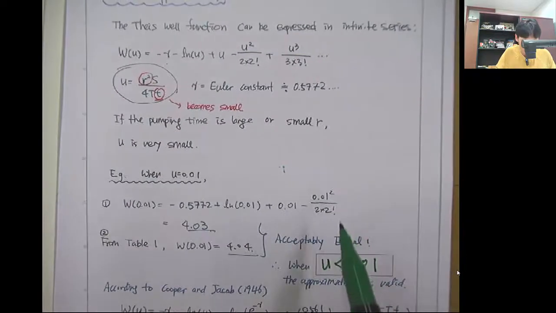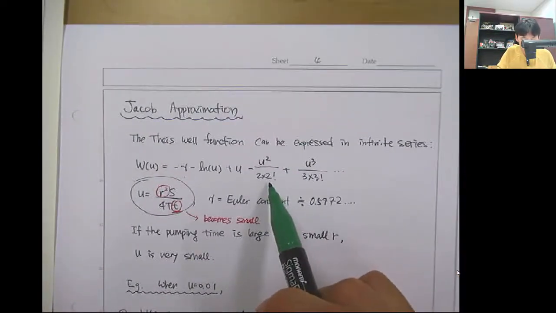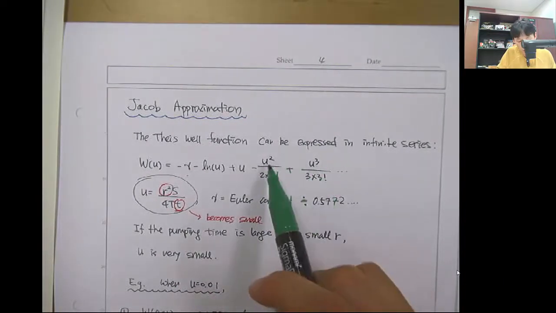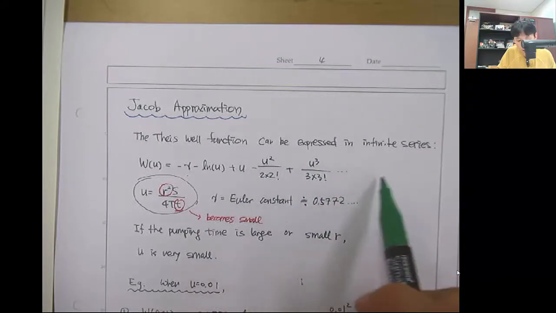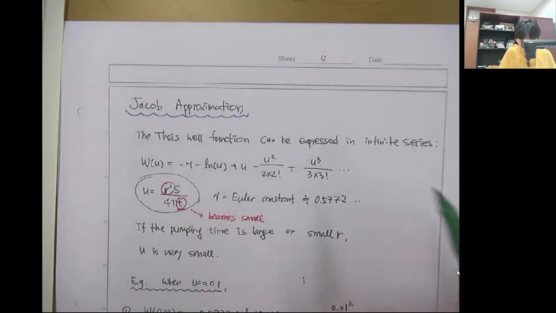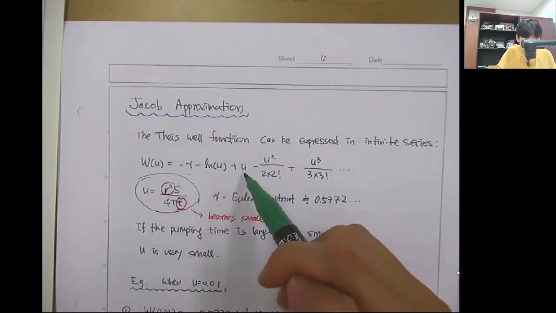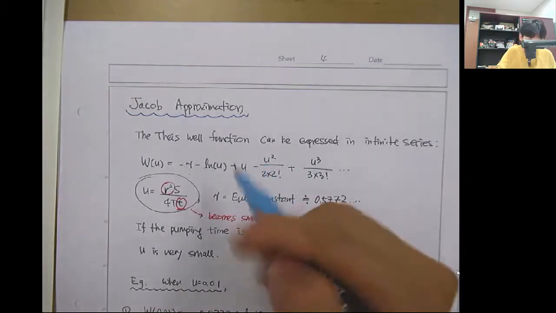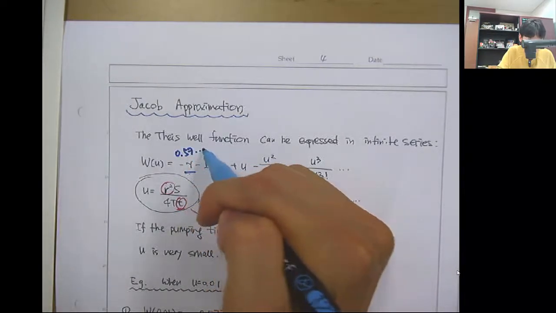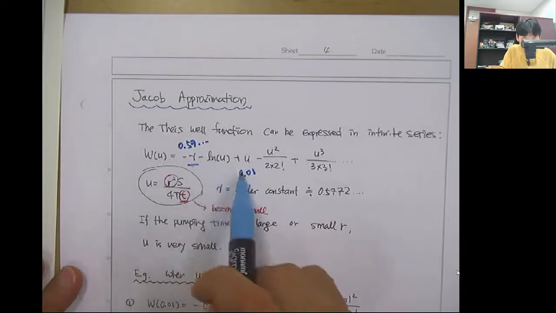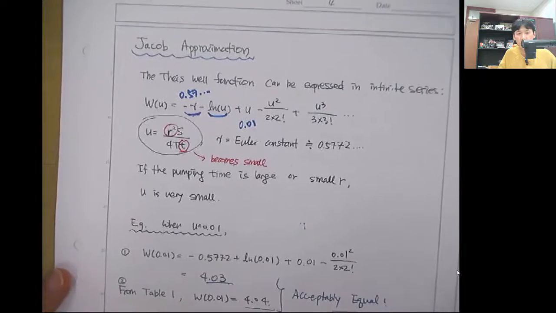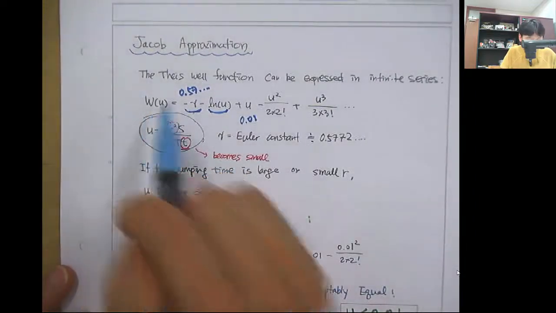And for the second term here, because the u is less than 1, then as this power increases, that value will decrease, right? It's going to be very small. So then, here the gamma is 0.5 or 0.6, so then if the u is 0.01 and gamma is 0.57 something, then you can see that the difference is very big. So you can just take these two terms, the first and second term, to calculate this well function.